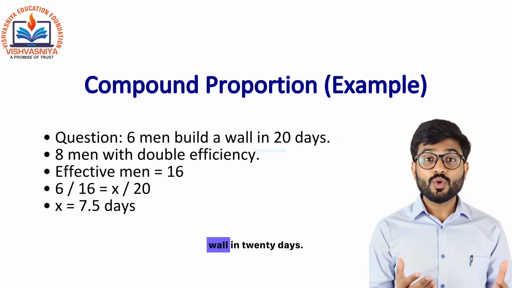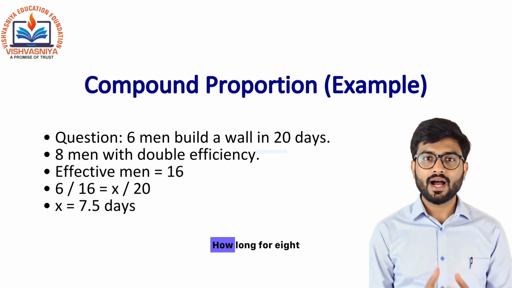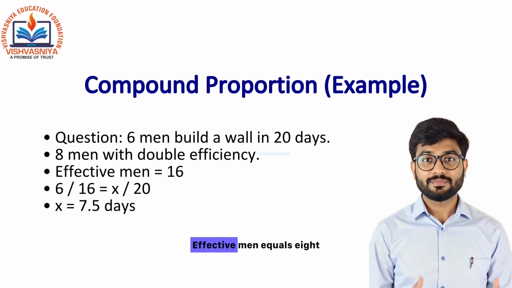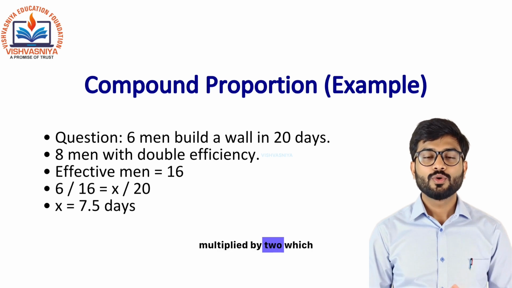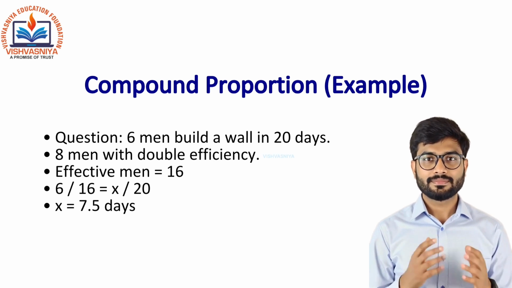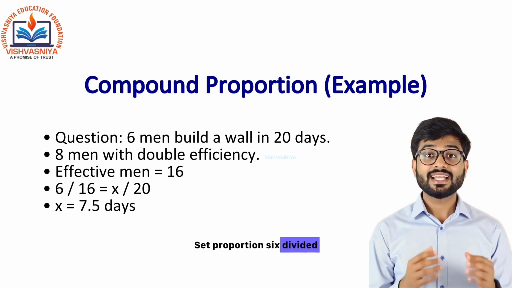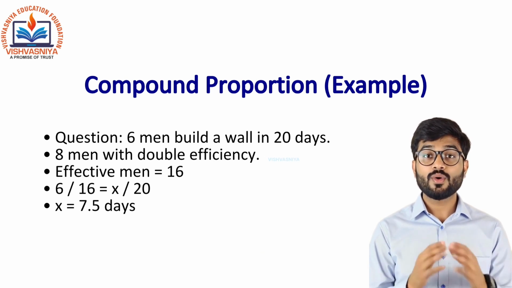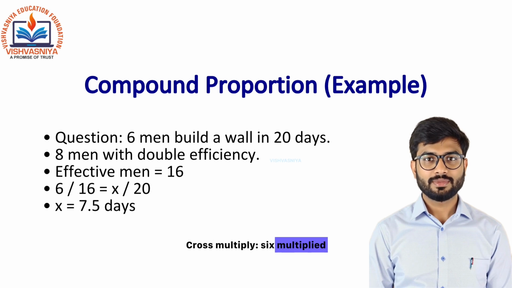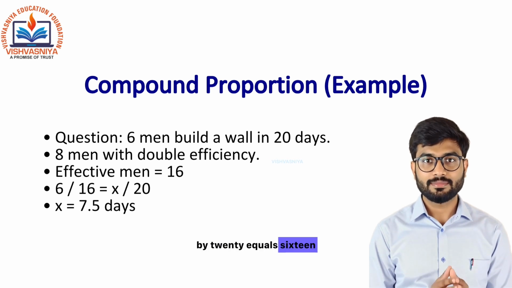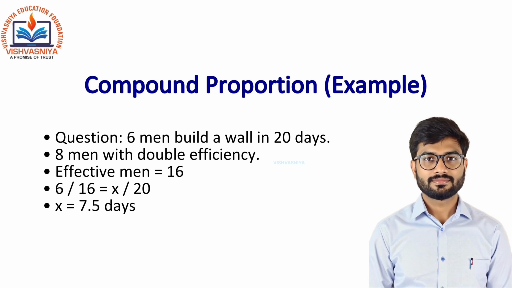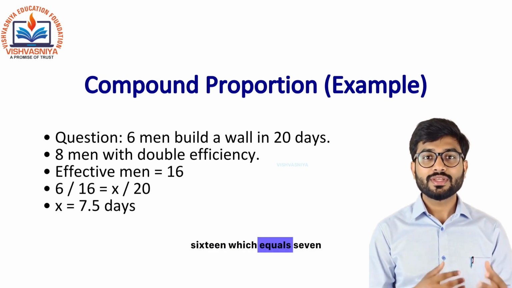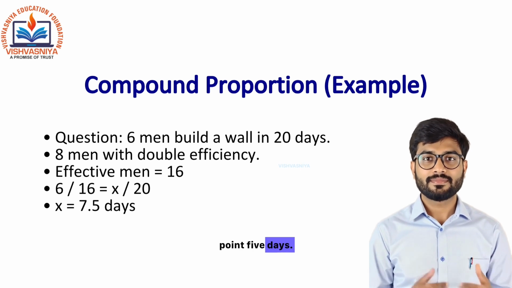6 men built a wall in 20 days. How long for 8 men with double efficiency? Effective men equals 8 multiplied by 2 which equals 16. Set proportion 6 divided by 16 equals x divided by 20. Cross multiply: 6 multiplied by 20 equals 16 multiplied by x. So x equals 120 divided by 16 which equals 7.5 days.